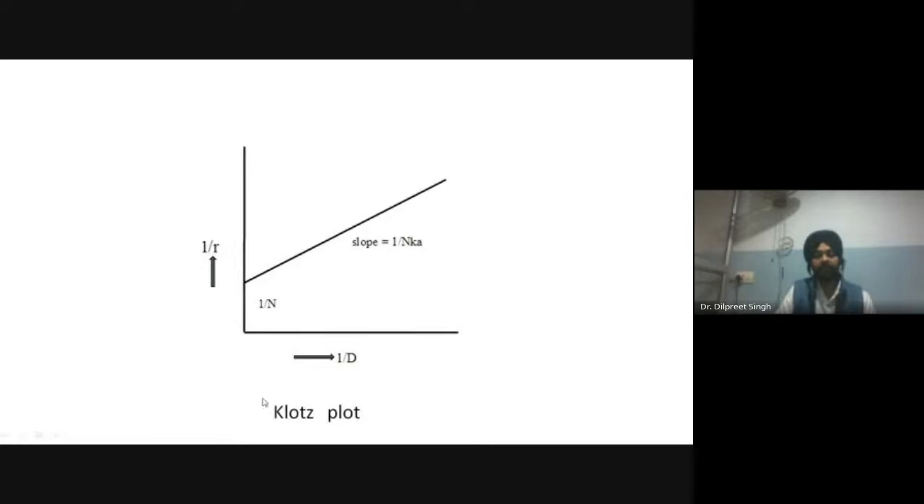Basically, this plot is a graph between 1 by R and 1 by D, and we can get a slope value of 1 by nKa.